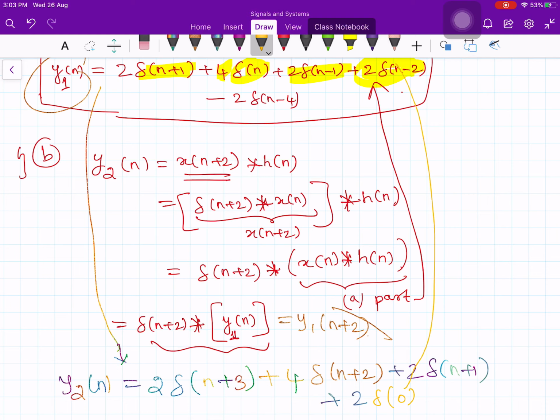Then what about this term? This term is going to be minus 2 times del of n minus 2. Simple, you can get it. Okay, so this is one method.